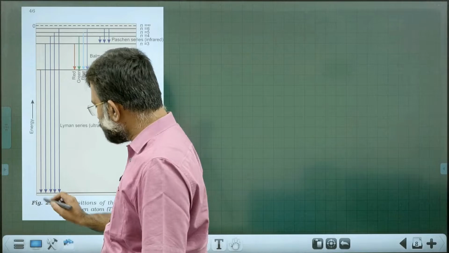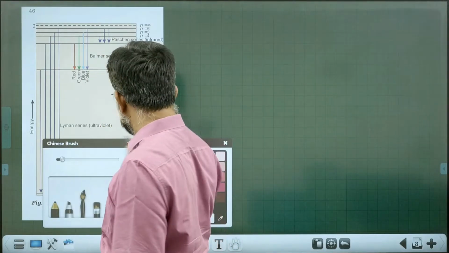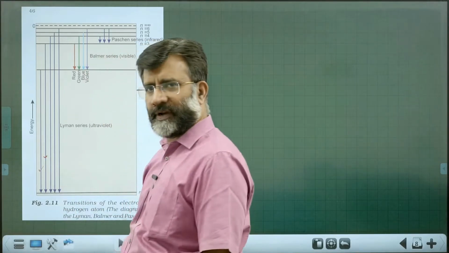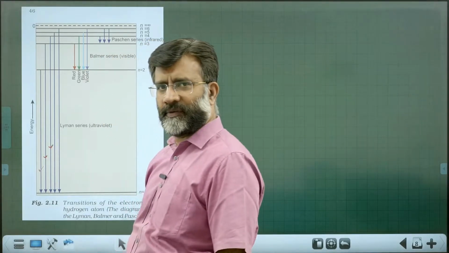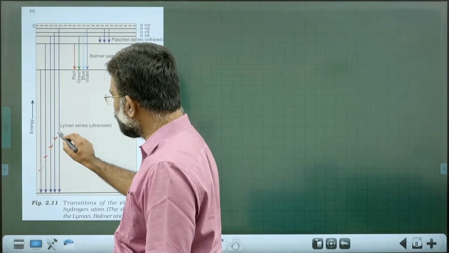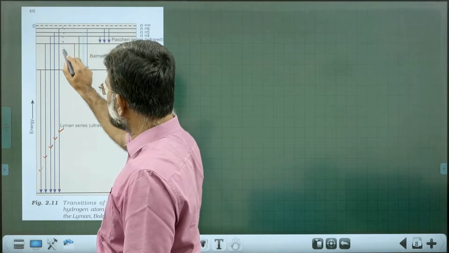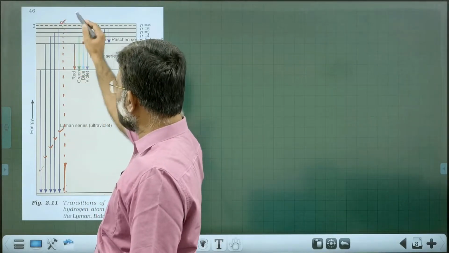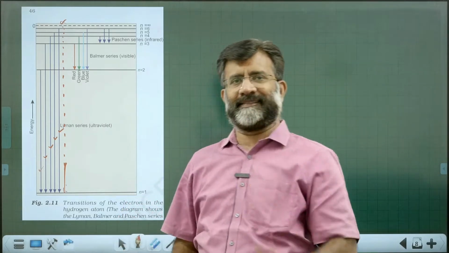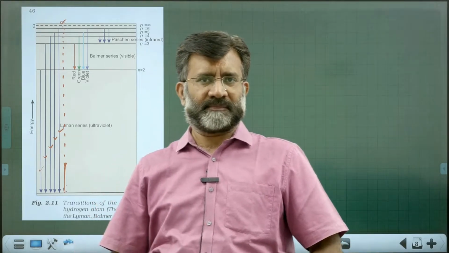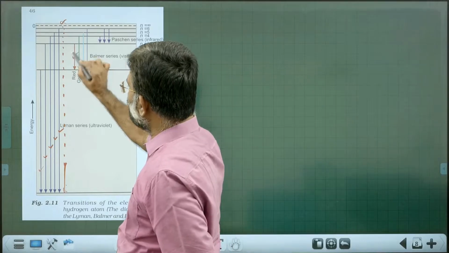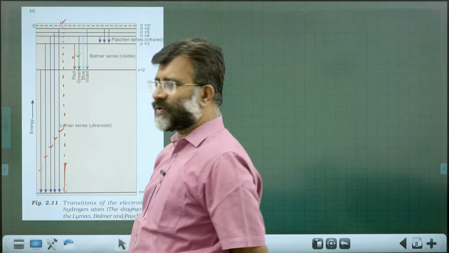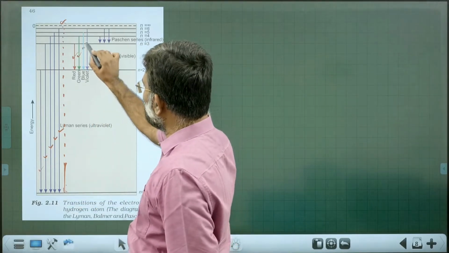This is called the first line of Lyman series. And this is the second line of Lyman series. This is the third line of Lyman series. This is the fourth line, fifth line, and this is called the limiting line. An electron coming from infinity to 1, that is the limiting line of Lyman series. This is the first line of Balmer series, red in color. Second line of Balmer series, green in color. Third line of Balmer series, blue in color.